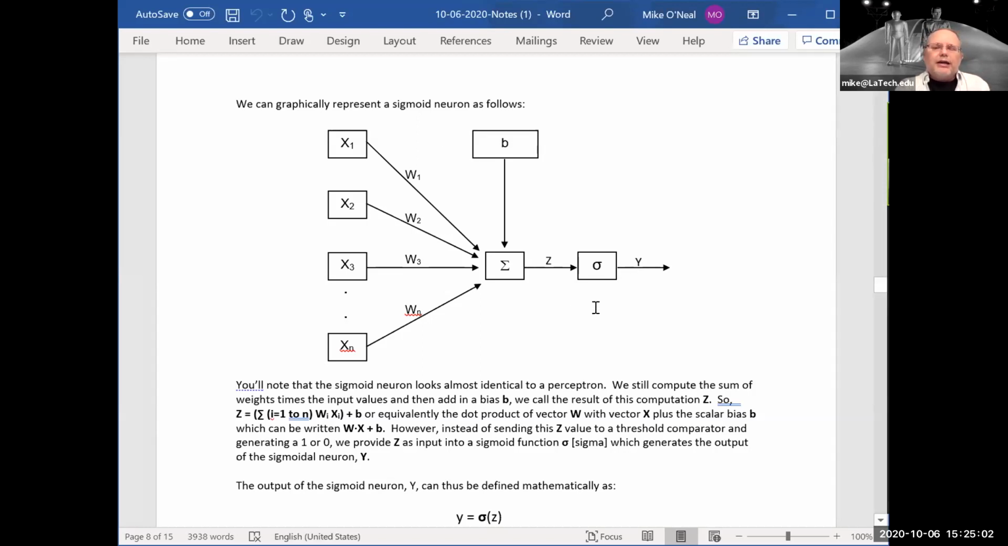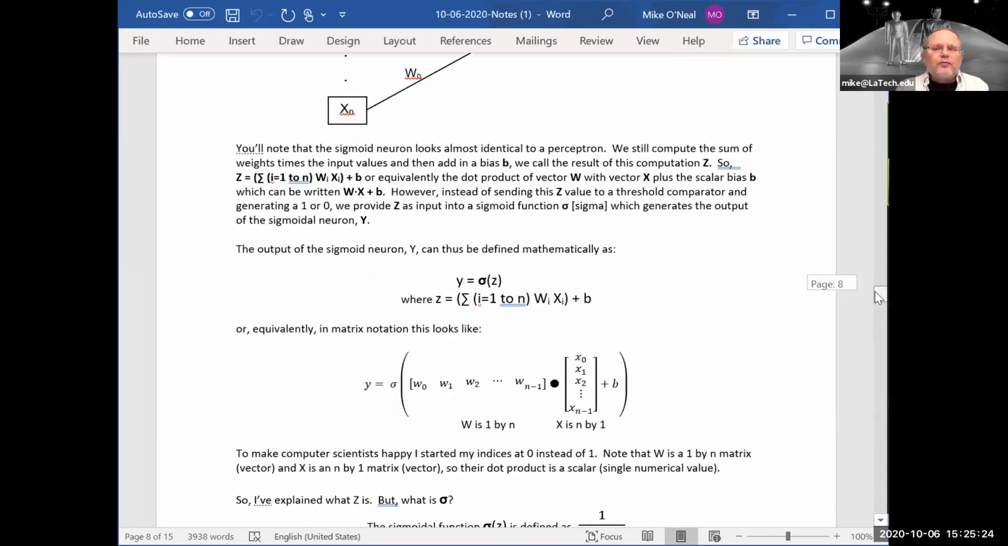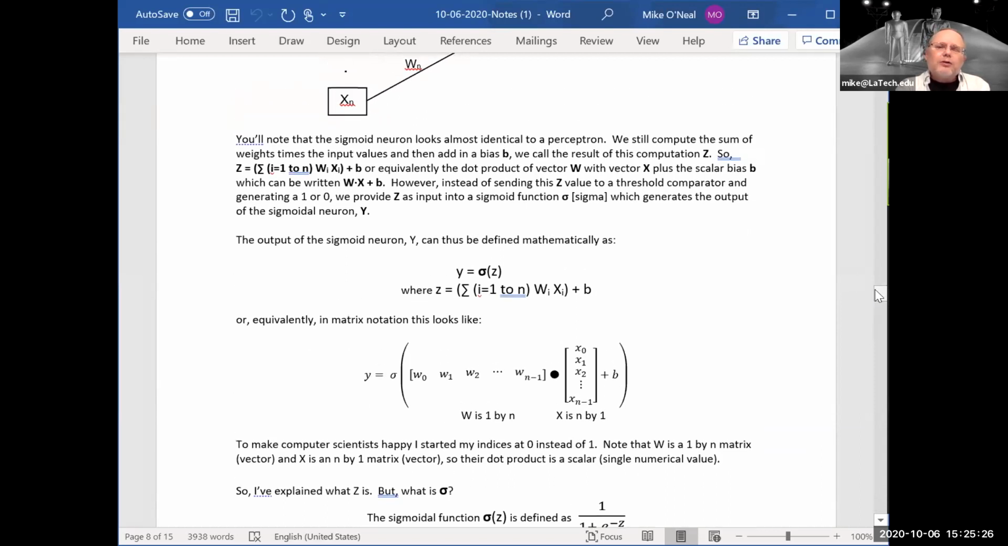So again, its operation is very similar. Compute the weighted sum of all of the inputs, adding in a bias. Take that weighted sum of the inputs plus the bias, call it Z, throw it into a sigmoid function. The output of that sigmoid function becomes the output of our neuron.